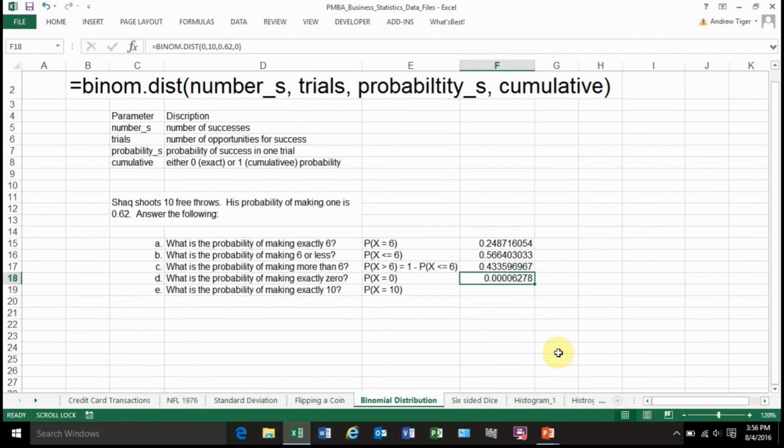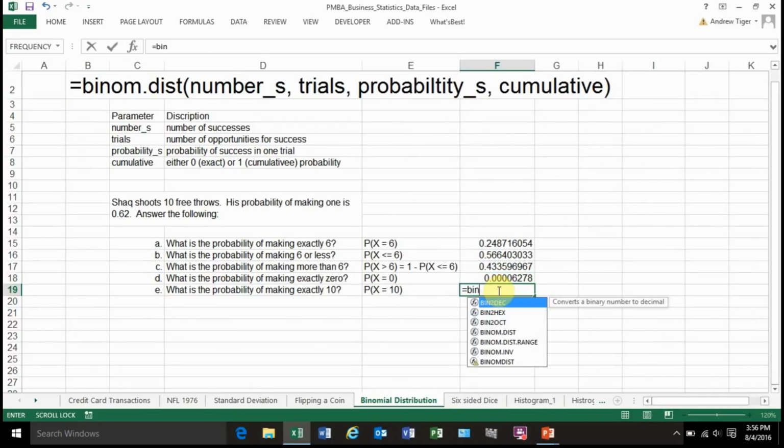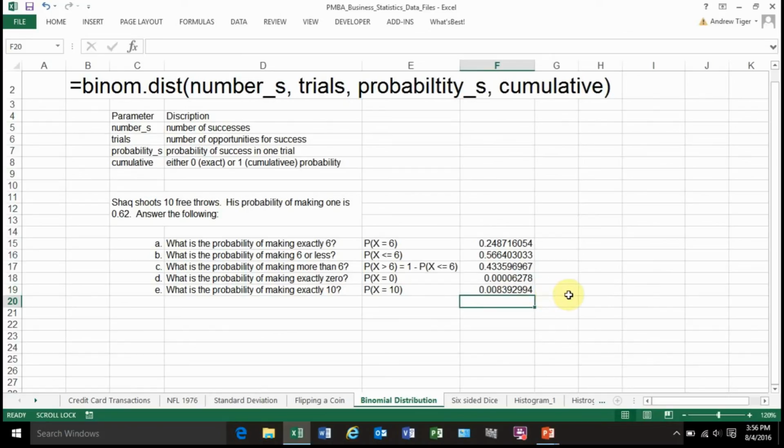But what's the chance he's going to make all 10? 0.62, last argument is 0, and this is 10. 10 out of 10. And it looks like it's less than 1%, almost 1%. So maybe if he played 100 games, which I don't think they play 100 games in an NBA season, but if he plays 100 games, the chances that he would be able to make all the free throws that night if he averaged 10, is he would do it maybe 1 out of 100 or so.